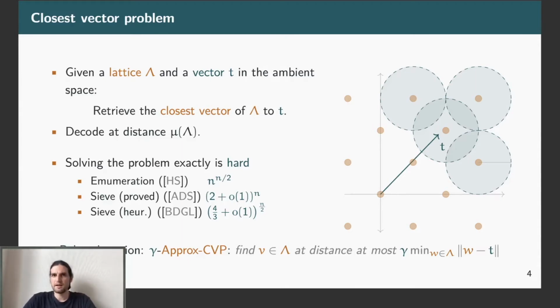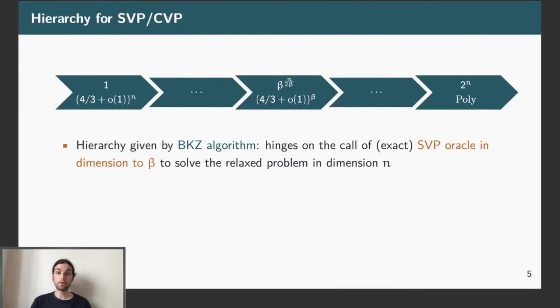So this problem is clearly hard, but if you relax it, if you allow not finding the closest vector but a vector which is approximately close, then the problem is easier as your definition of what is close is relaxed. So formally, we define the gamma-approximate CVP problem as the problem of finding a vector v inside the lattice which is at distance at most gamma times the distance of the closest vector. This trade-off also occurs for the shortest vector problem, when you may want to retrieve a short vector, even though not the shortest.